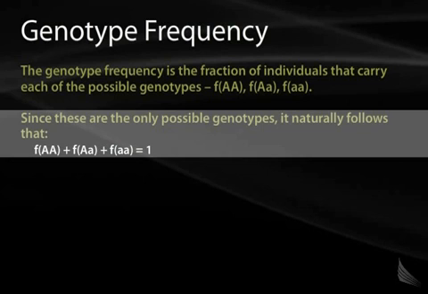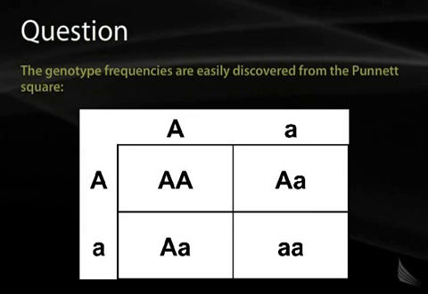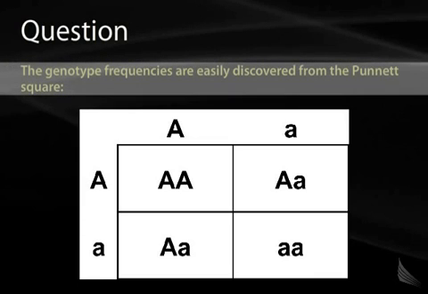It naturally follows that the frequency of big A plus the frequency of heterozygotes plus the frequency of little a equals 1. Now, the genotype frequencies are easily discovered from the Punnett square. We're used to using the Punnett square to determine probability, but I'm going to show you how we can use that Punnett square to determine genotype frequencies as well.